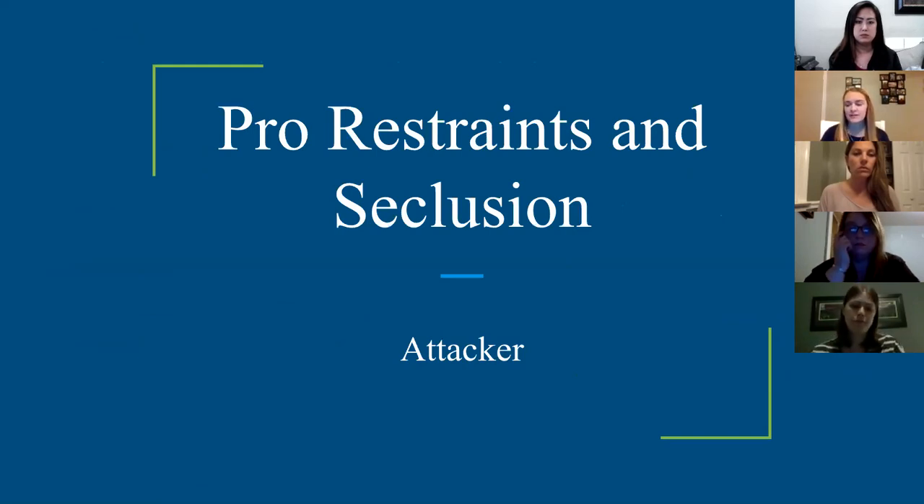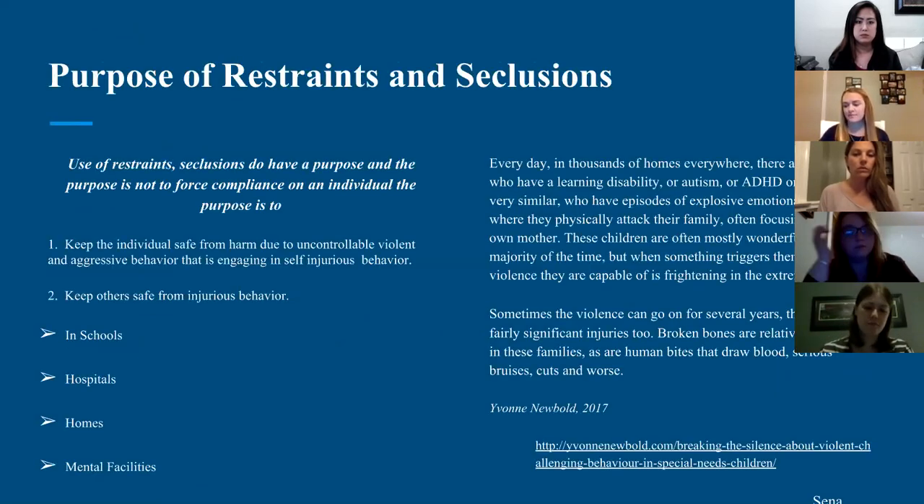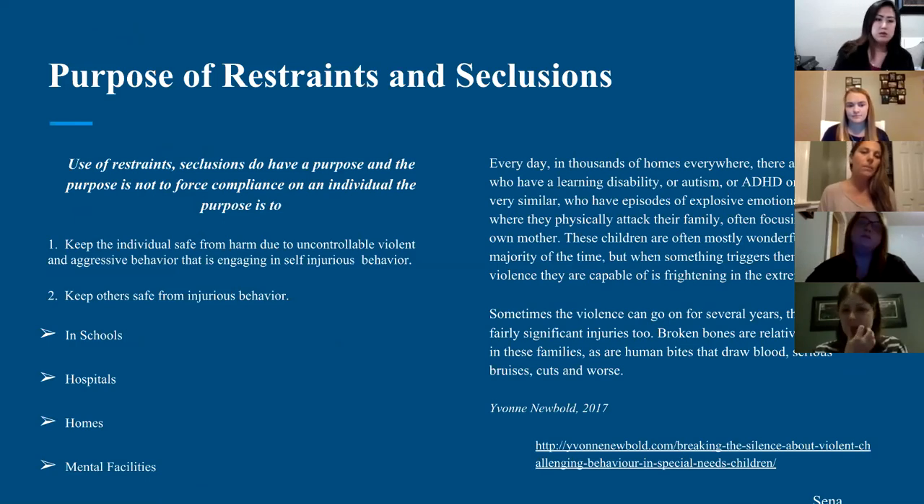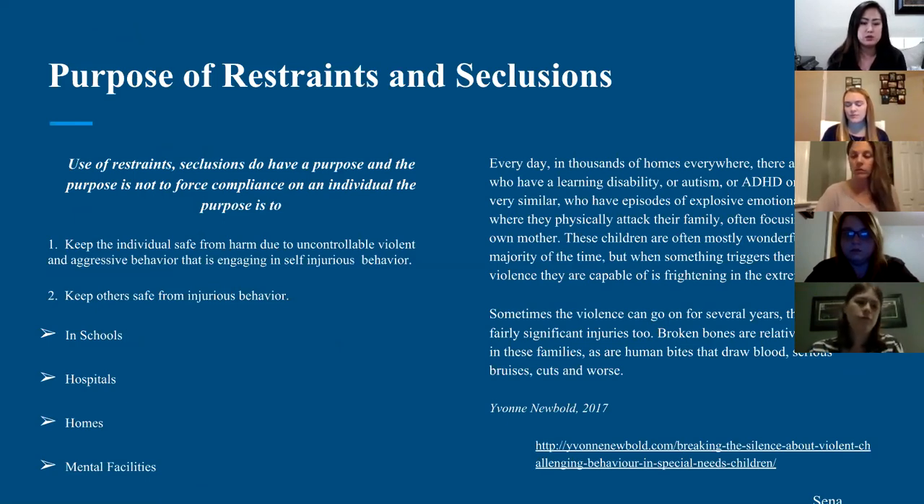Pro-restraints and seclusion, the attacker. So let's talk about the purpose of the restraints and seclusions. So use of restraints and seclusions do have a purpose, and the purpose is not to force compliance on an individual. The purpose is to keep the individual safe from harm due to uncontrollable, violent, and aggressive behavior that is engaging in self-injurious behavior, and also to keep others safe from their behavior.